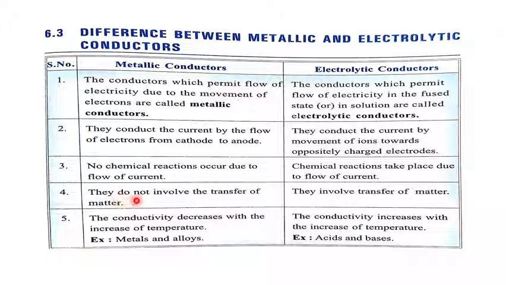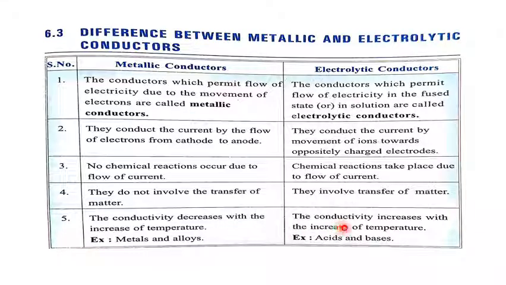Next, metallic conductors do not involve the transfer of matter. Electrolytic conductors involve transfer of matter. That means Na is deposited on the cathode, and chlorine gas is liberated at the anode. Next, the conductivity decreases with the increase of temperature in metallic conductors.